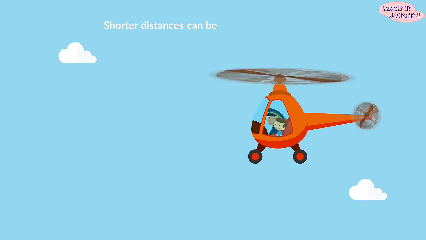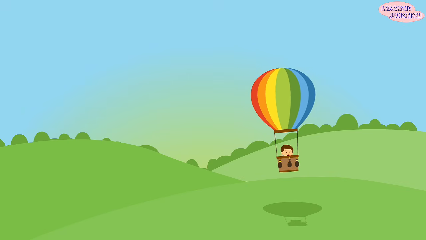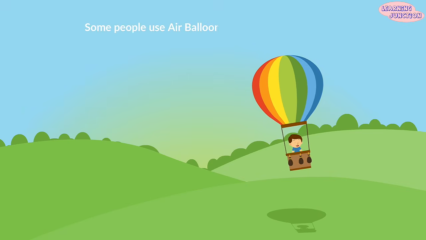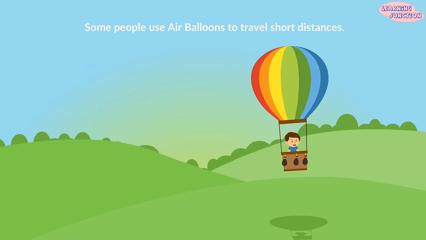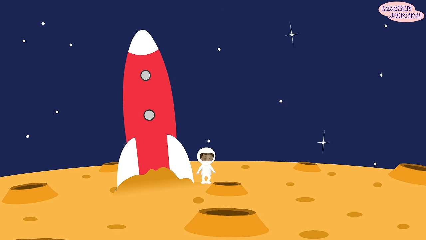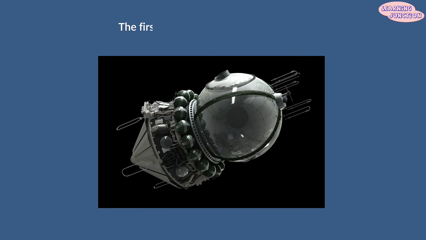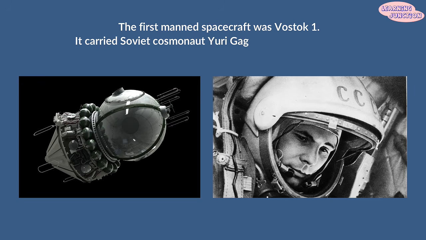Shorter distances can be covered with helicopters. Wow, look here. Some people are flying on air balloons to travel short distances, and this is so fun. See this astronaut? Astronauts use spacecraft to explore space. The first manned spacecraft was Vostok 1. It carried Soviet cosmonaut Yuri Gagarin into space in 1961.